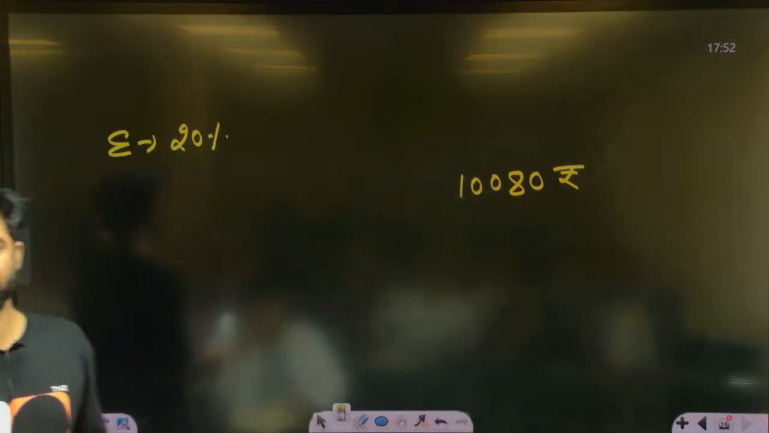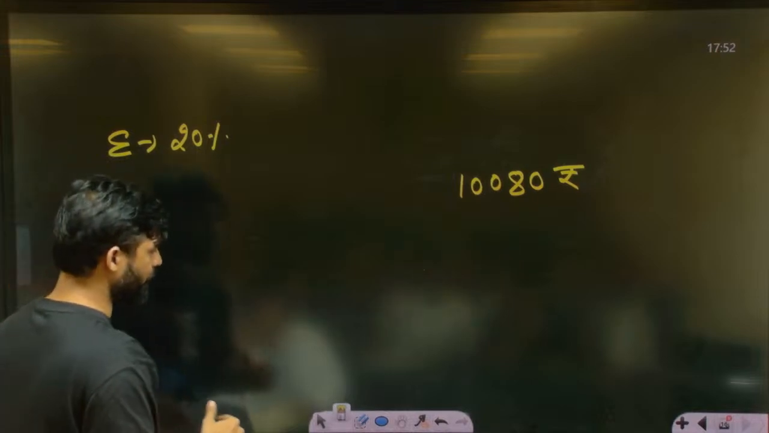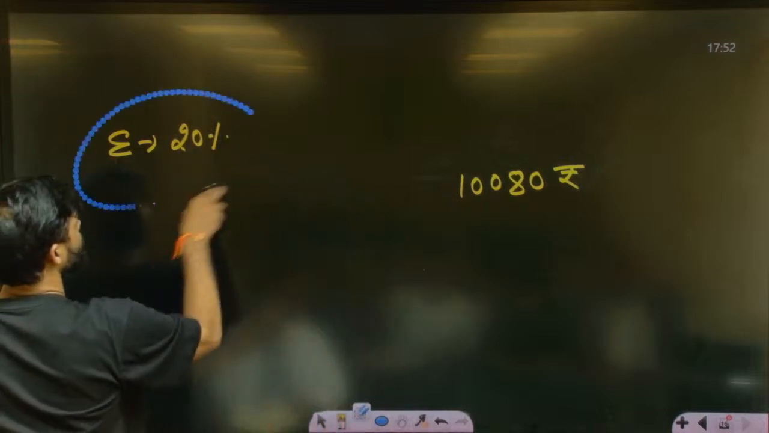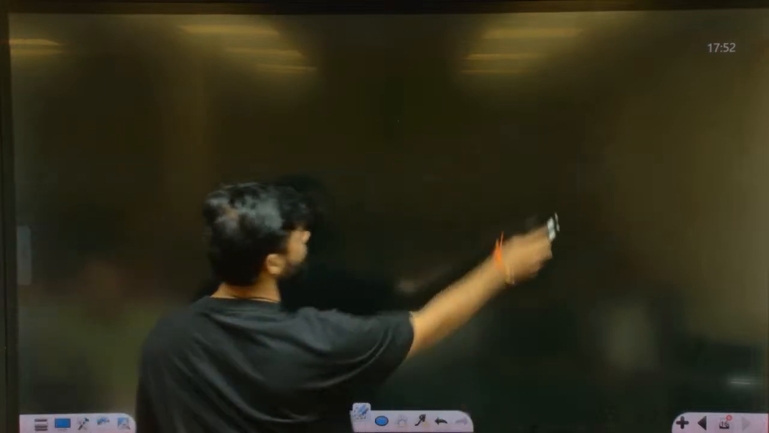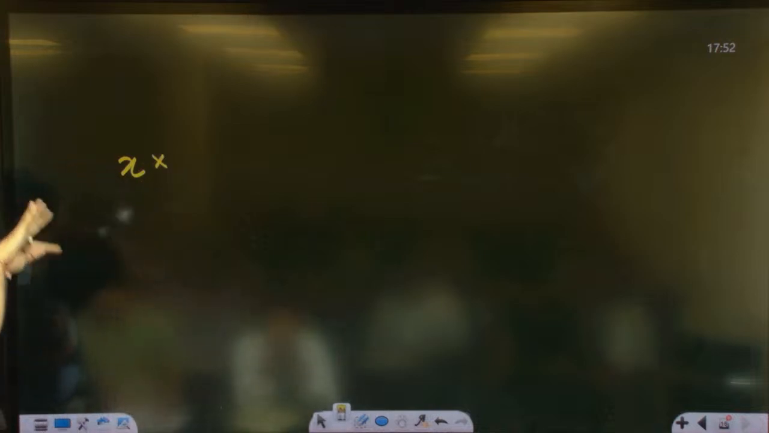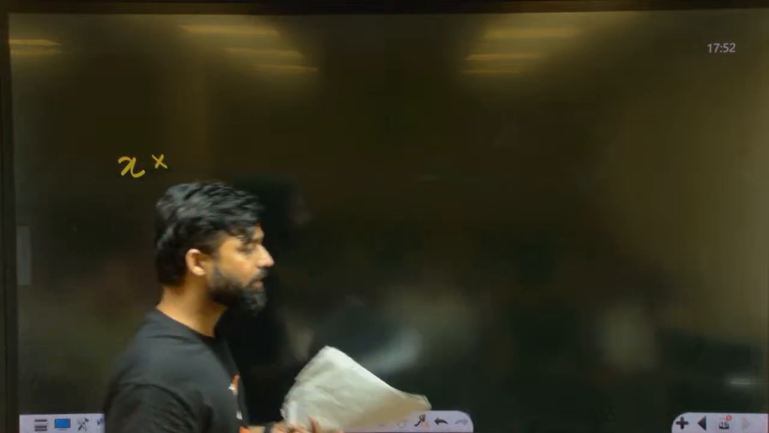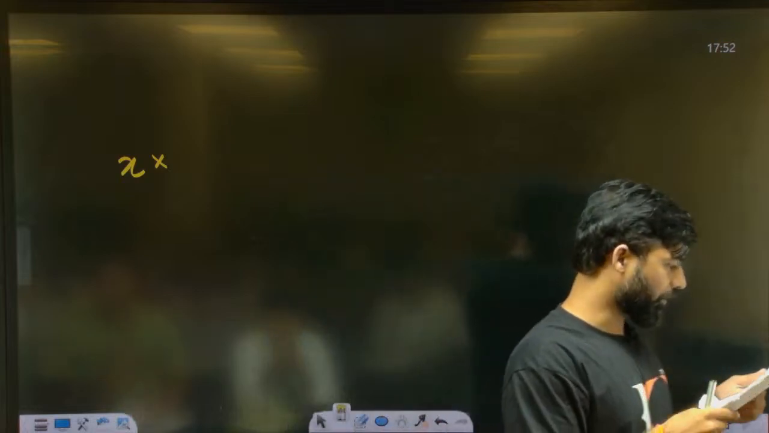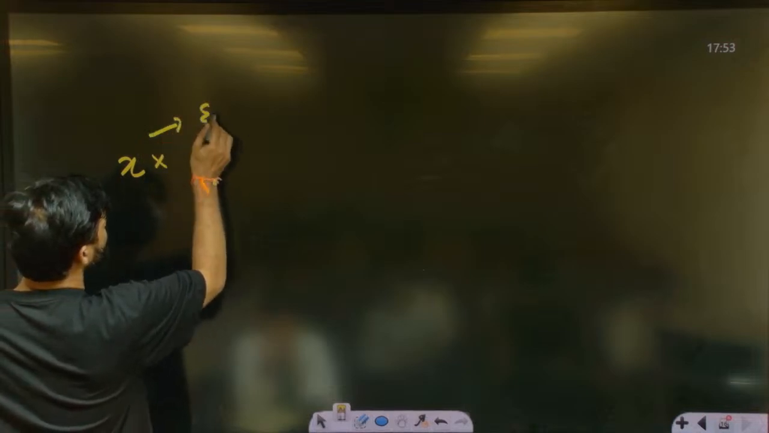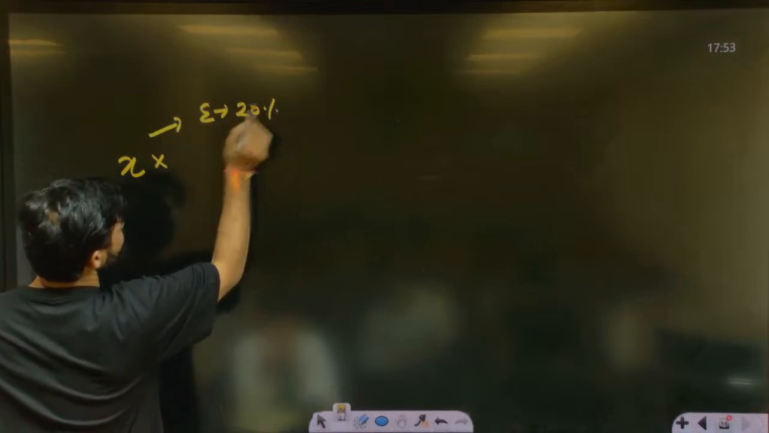Okay, so let's try to understand what went on at that time when he was distributing the money. It was very simple. Let the total wealth of the man be X. So this is the total wealth. Out of this total wealth, he has given directly 20% to his elder son. So of this X, he has given 20% to his elder son, isn't it?